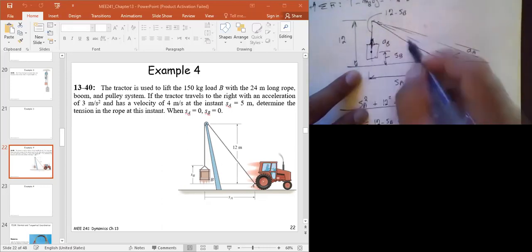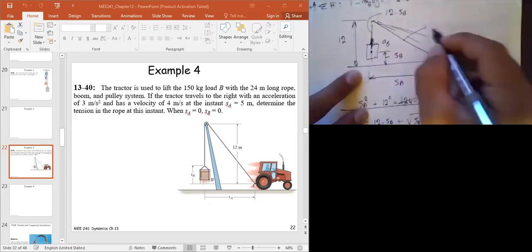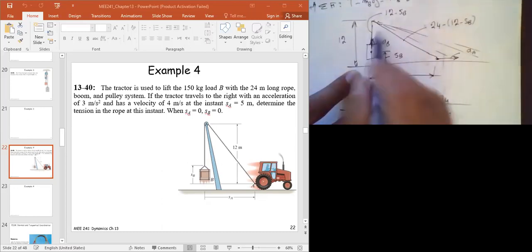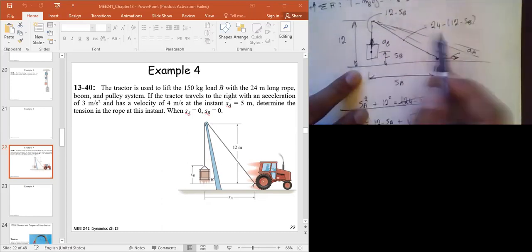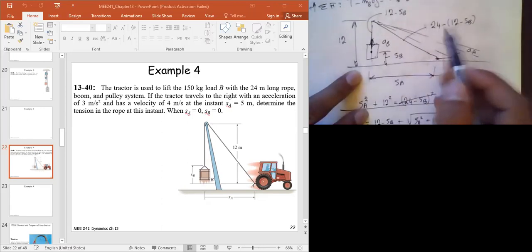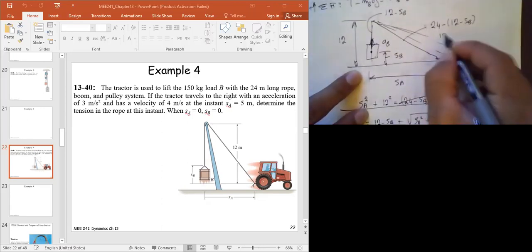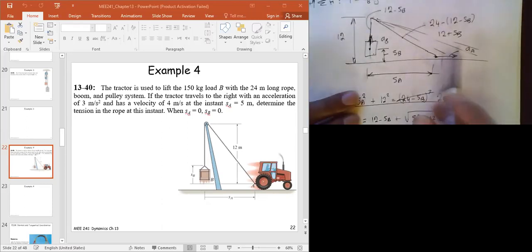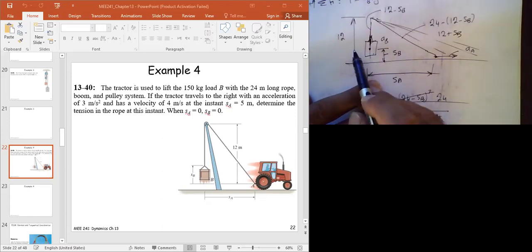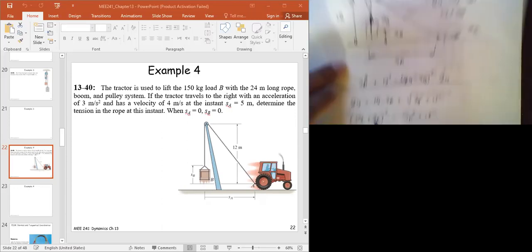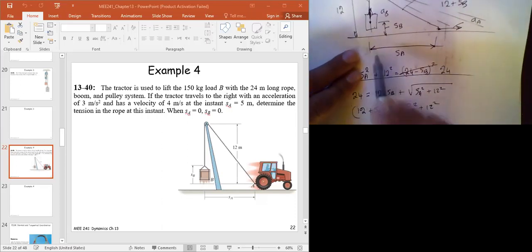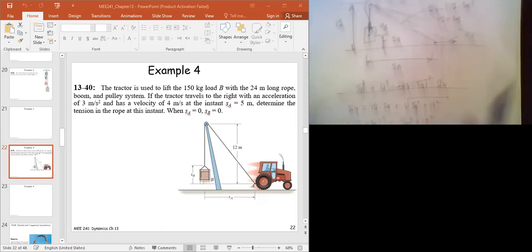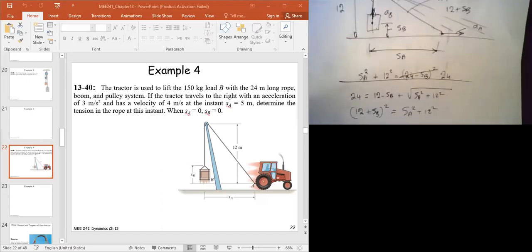And I know the whole length of the rope is 24. So the length of the inclined portion is 24 minus (12 minus SB), right? 24 minus 12 is 12, and minus a minus is plus SB. So now if I do this Pythagorean, I have SA squared plus 12 squared is equal to (12 plus SB) squared, which is what he actually has.